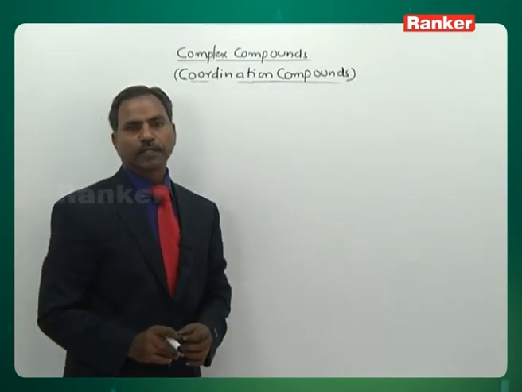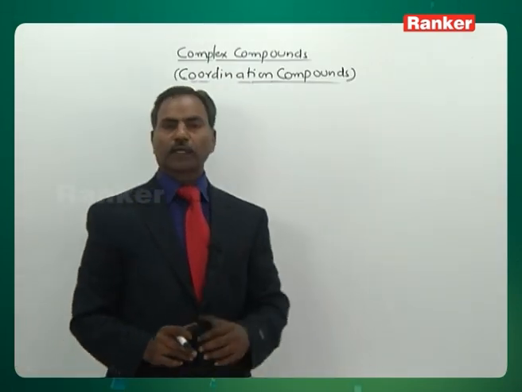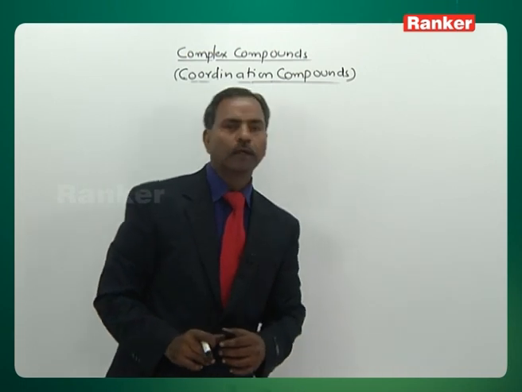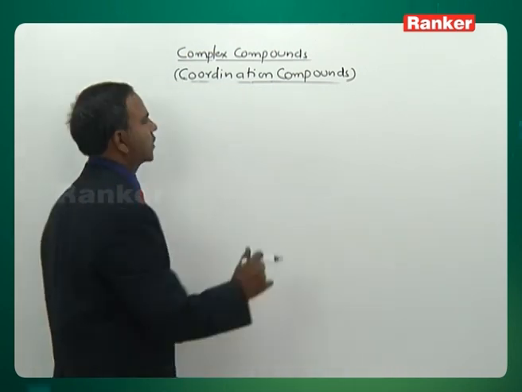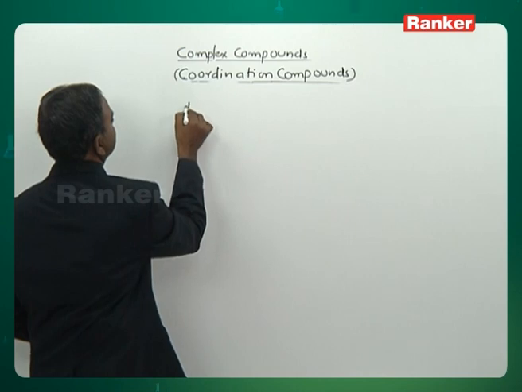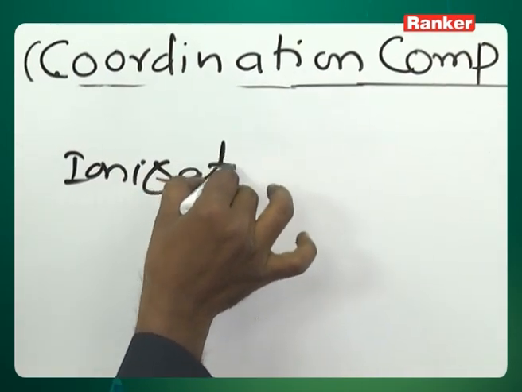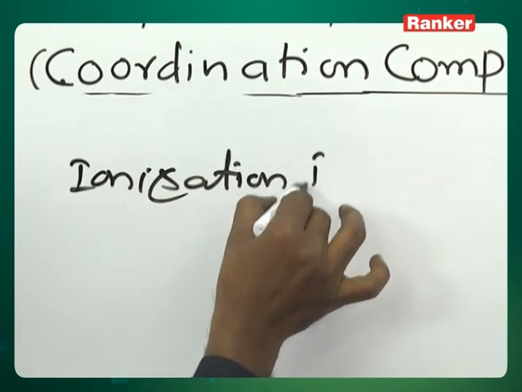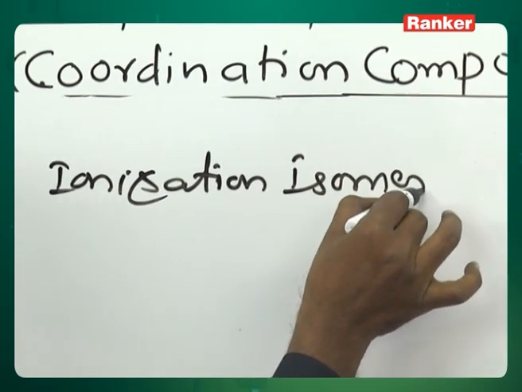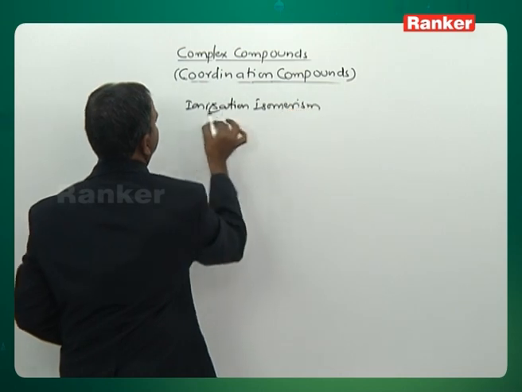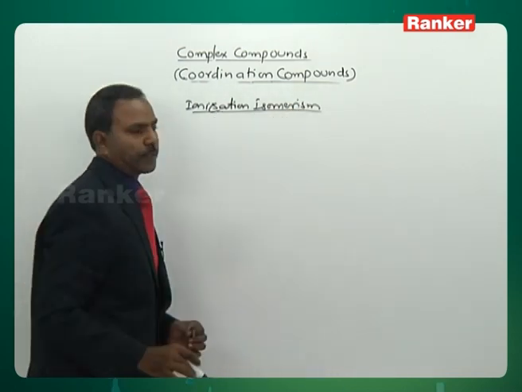Now under structural isomerism, different types are given. Under that, the first type let us discuss now. That is what? Ionization isomerism.